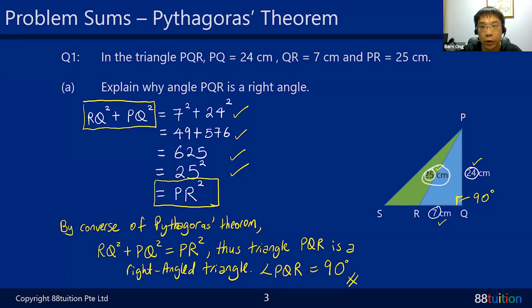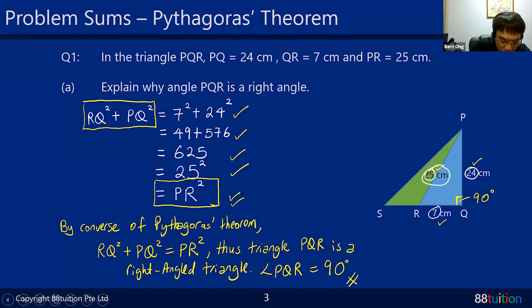All right, so this is for question 1A. Question 1A, they ask you how to show that it is a right angle triangle, or explain that it is a right angle triangle. Please remember to show all your working. Okay? All right. So you start off with the short square plus the medium square, and you end off with the longer square here.